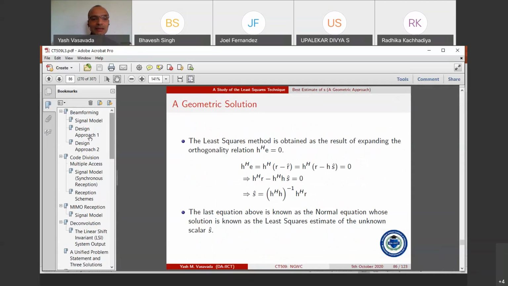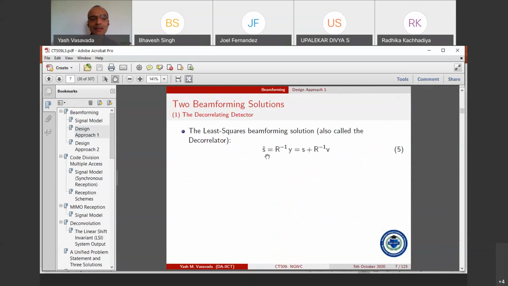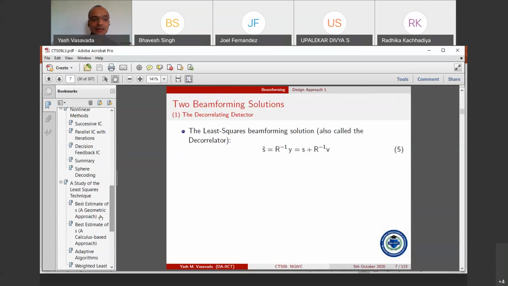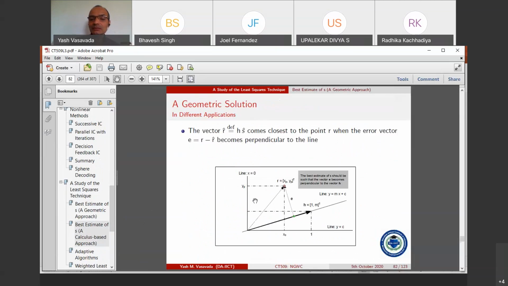And then once we do that, in the next step, we did R inverse Y. And that R inverse is captured over here by this H Hermitian H inverse. Okay, so the decorrelating solution that we had looked at, we can arrive at that solution, but now we have arrived at it by solving some objective function. We wanted to minimize the Euclidean distance between our estimate and the observation. So that way we can say that our decorrelating detector is mathematically motivated. There is a reason why we are doing this specific set of operations to arrive at the decorrelating solution.